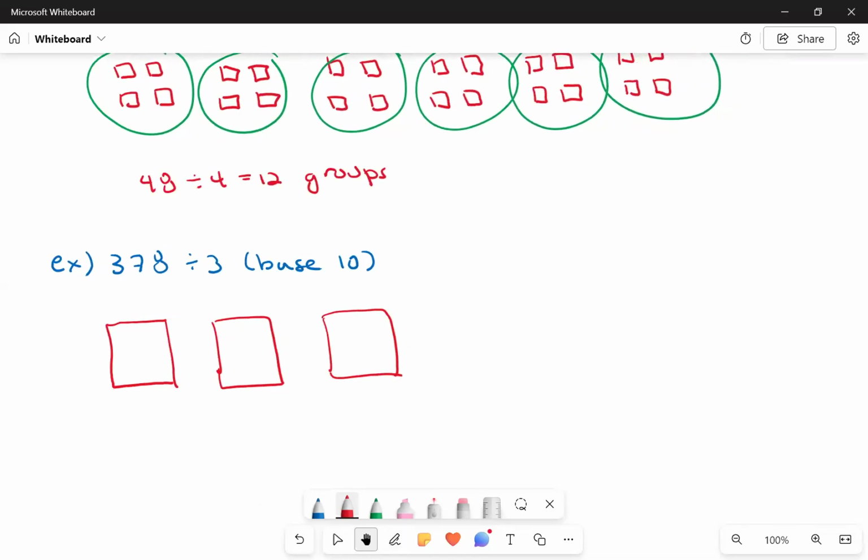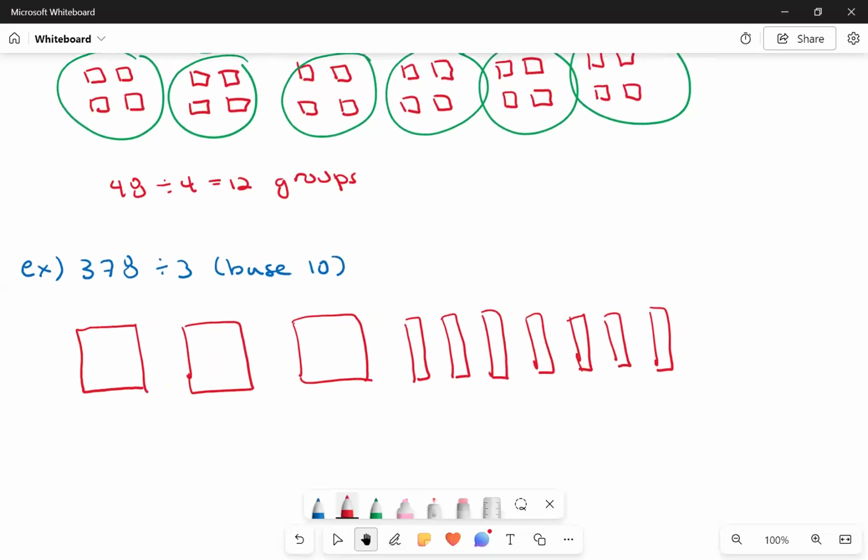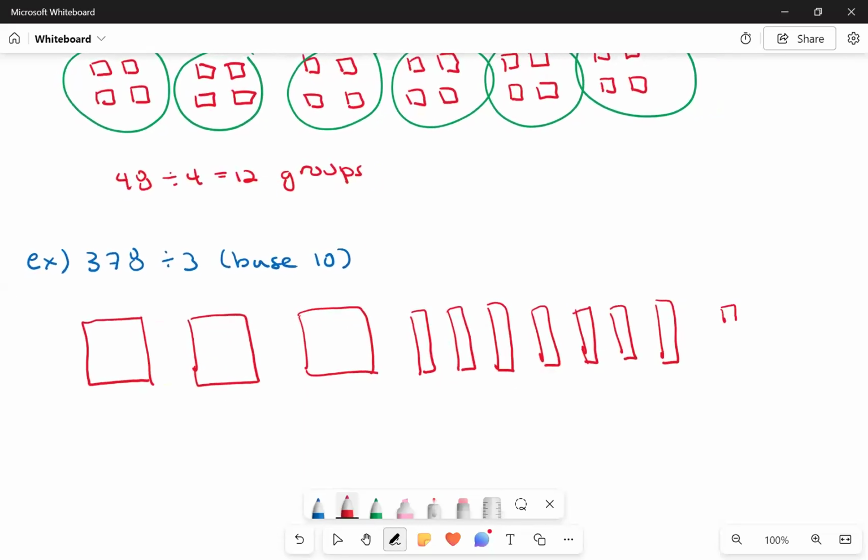And then 7 would be 7 of these 10s rectangles. Sorry, 1, 2, 3, 4, 5, 6, 7. Okay, and then I'll have 8 ones. Sorry, I'm kind of squeezing it into one spot. 1, 2, 3. Okay, there we go. So I want to divide this into 3 groups.